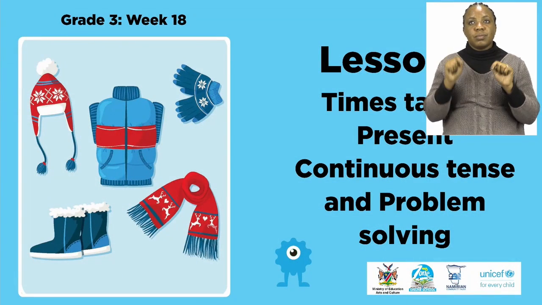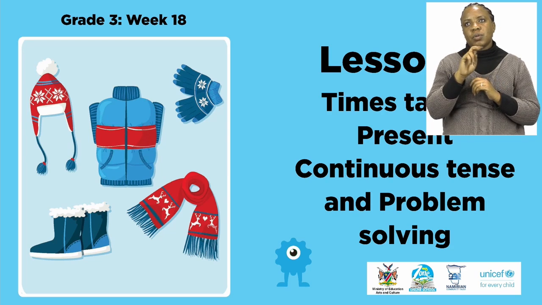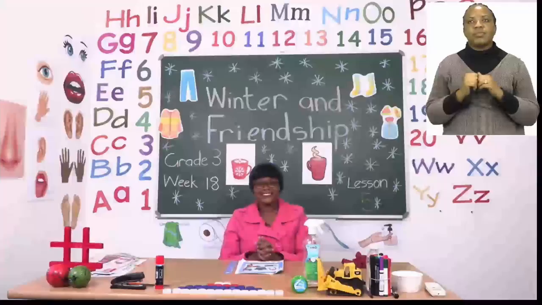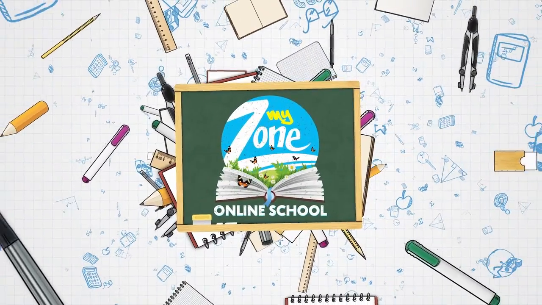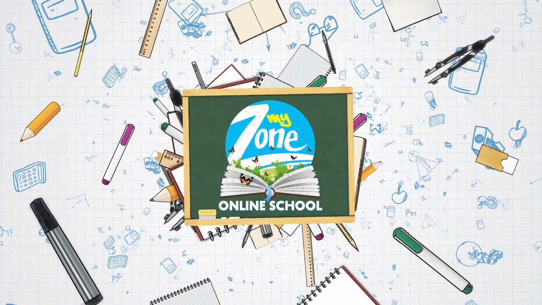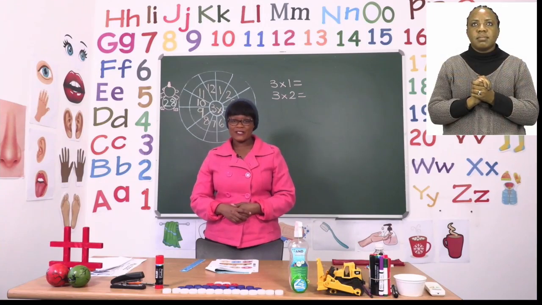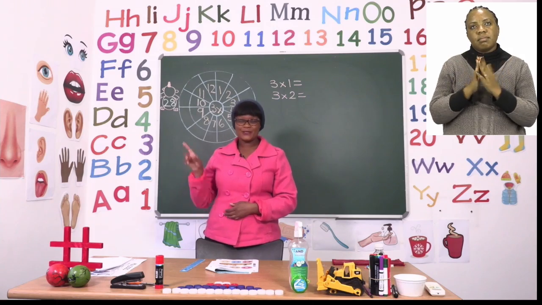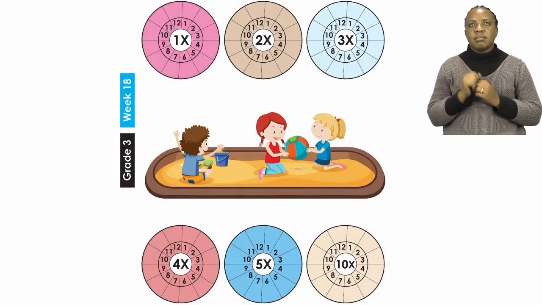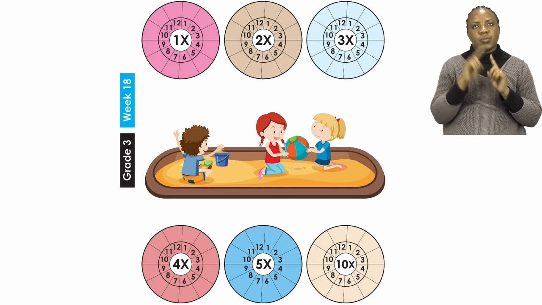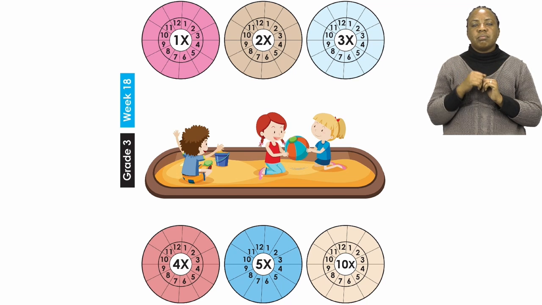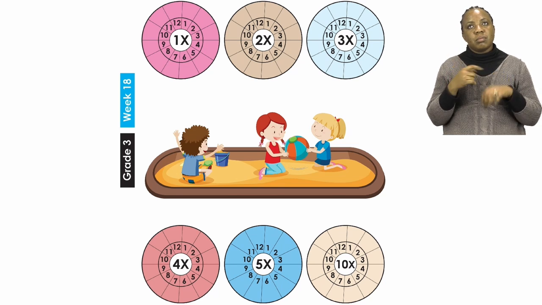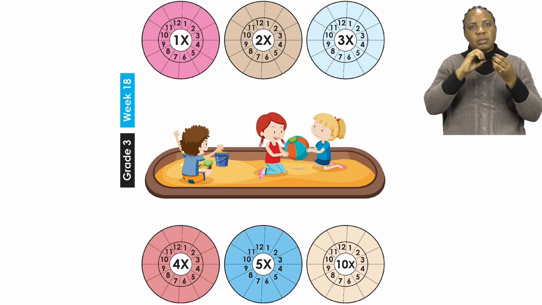For today's lesson, we are going to be doing times tables, present continuous tense, and problem solving. To start today's lesson, boys and girls, let us all turn to page 28. On page 28, we are going to be doing times tables. Now, we already know our times tables, but this time, it's going to be our job to complete the wheels by multiplying the number in the center with the numbers that are around it.